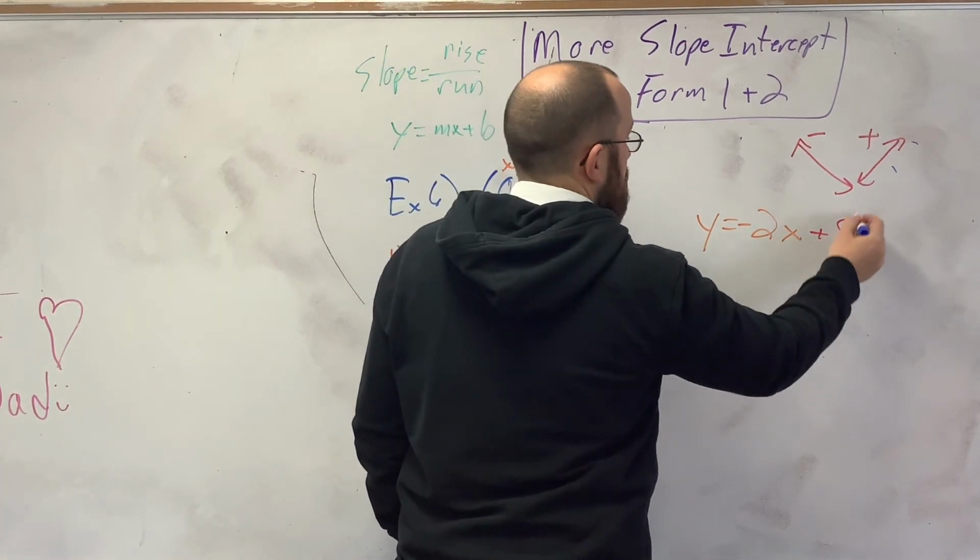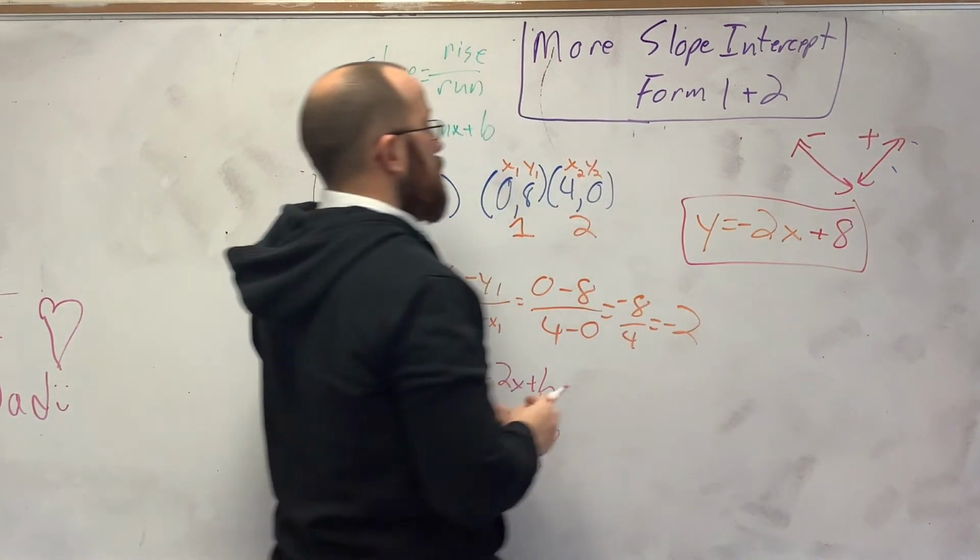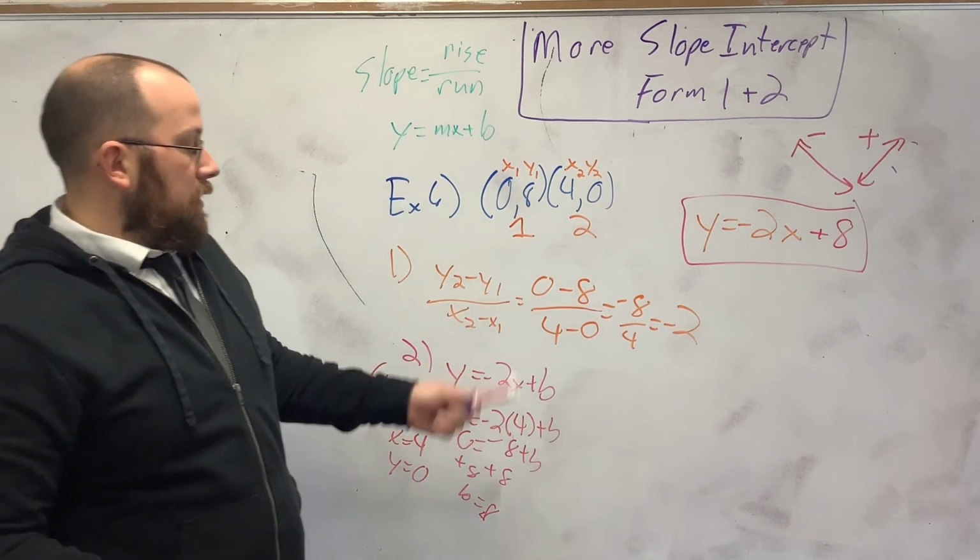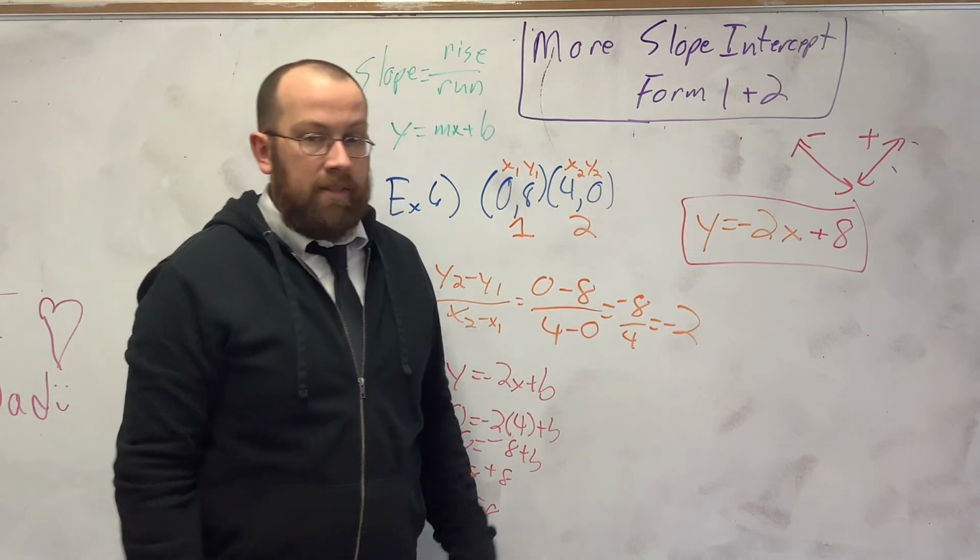Plus 8. And there is your slope intercept form from 2 points. You find the slope, add in one of the points, and find it.